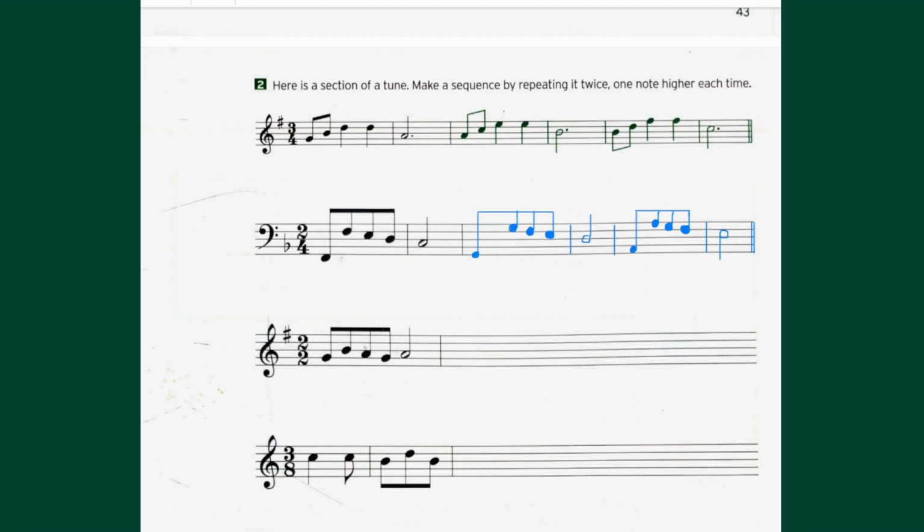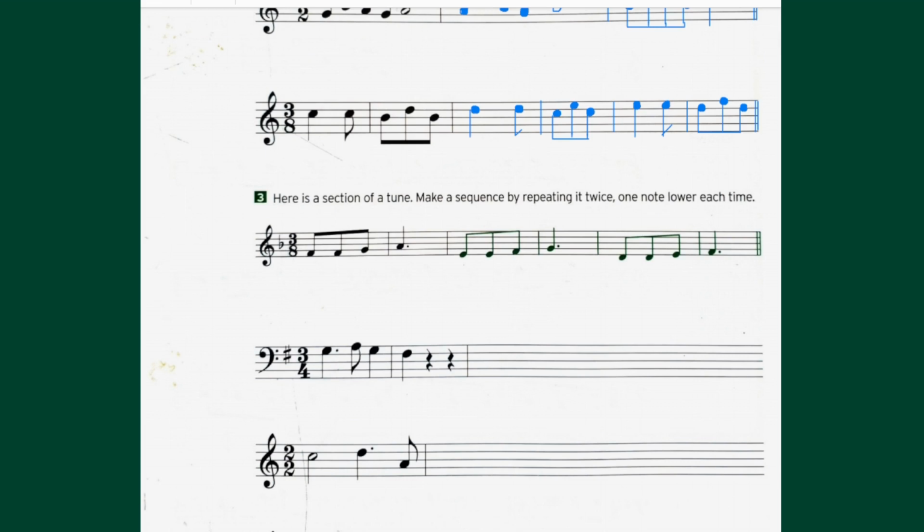Okay, let's move on to the next and do the same. So we are going a third higher and then 2 steps down each time and a step higher. Okay, let's move on to the next question.